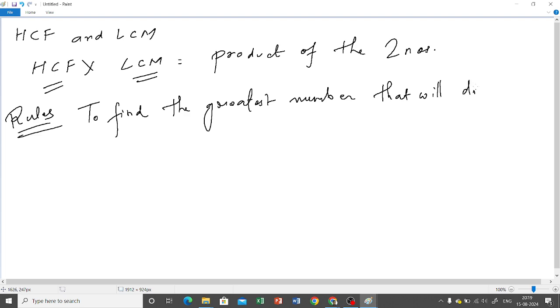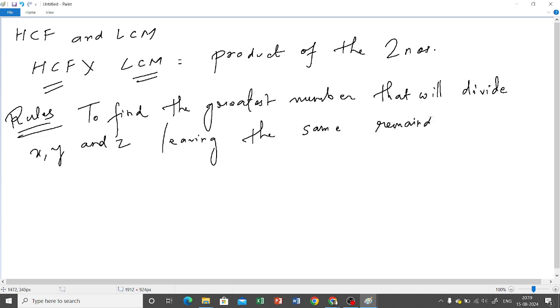To find the greatest number that will divide x, y, and z. So that was talking about HCF. That will divide x, y, z, leaving the same remainder in each case. So there are two cases. Number one, when the value of the remainder is given.